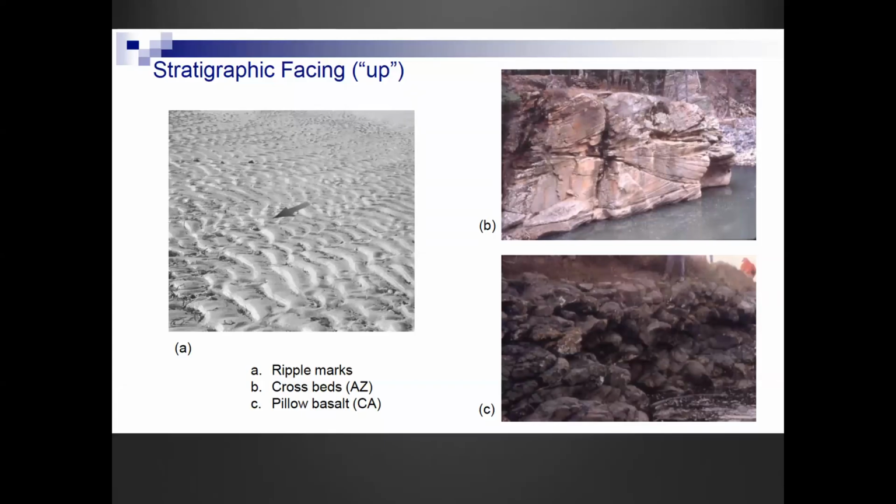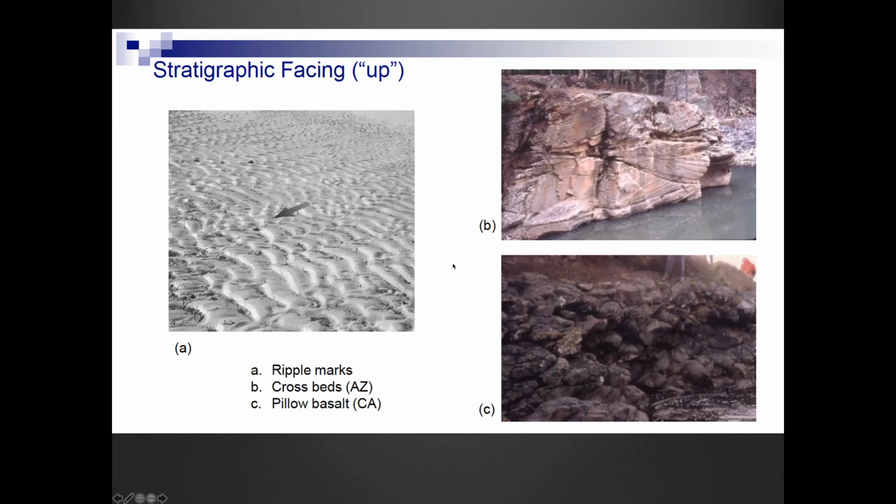So let's start off with this idea of stratigraphic facing, or in other words, which way is up? The pictures I have here are in the center, ripple marks on a beach. Up here in B, we have large crossbed sets in a sandstone. This was likely a sand dune at one time before it lithified into a rock. Down here in this corner, we have pillow basalts. Pillow basalts form as lava flows into a body of water.